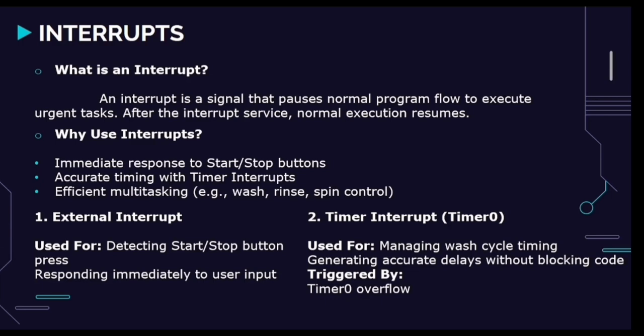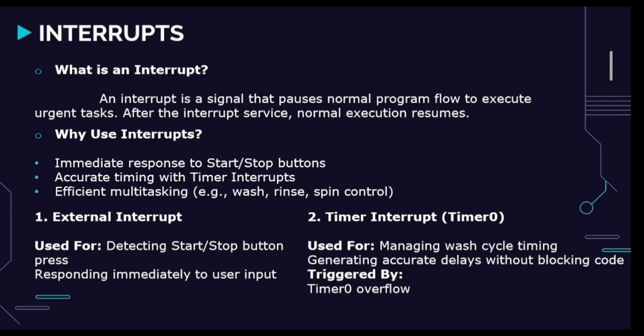Interrupt. An interrupt is a signal that pauses normal program flow to execute an urgent task. After the interrupt service, normal execution resumes. Why use interrupts? For immediate response to start or stop buttons, accurate timing with timer interrupts, and efficient multitasking like wash, rinse, spin, control.